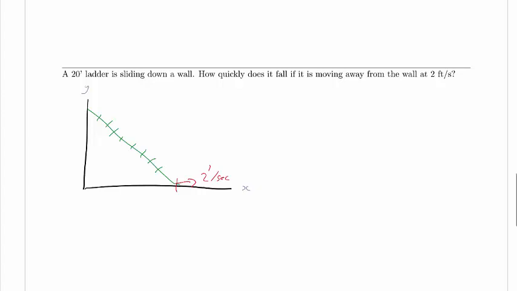So let's get the setup for this down. We have this ladder here in green propped up against the wall, and the bottom of this ladder is moving away from the wall at a rate of 2 feet per second. Note that because of the way the wall is set up, we can pretty easily impose an x and y coordinate system onto it. What we don't know is how quickly this guy is falling down. We don't know how quickly it's going to slam down into the ground. Let's call this quantity v.